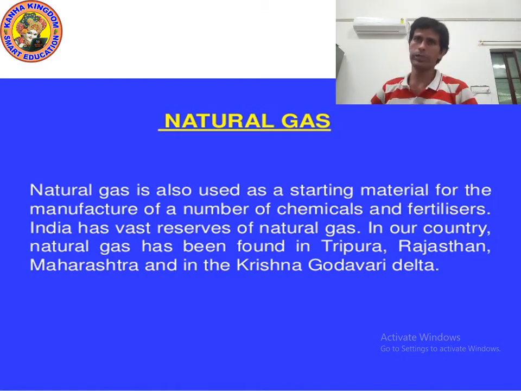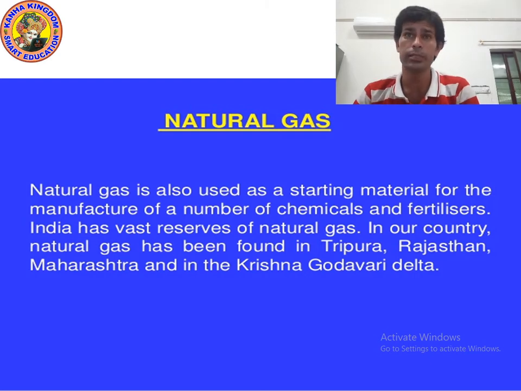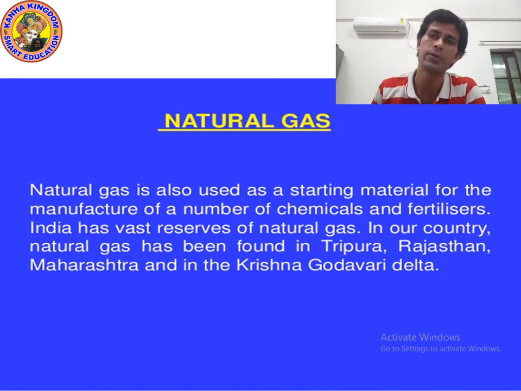So kids, natural gas is also used as a starting material for the manufacture of a number of chemicals and fertilizers. India has many places, Tripura, Rajasthan, Maharashtra, Krishna Godavari Delta, where natural gas is found. Now let's move on to the next point.